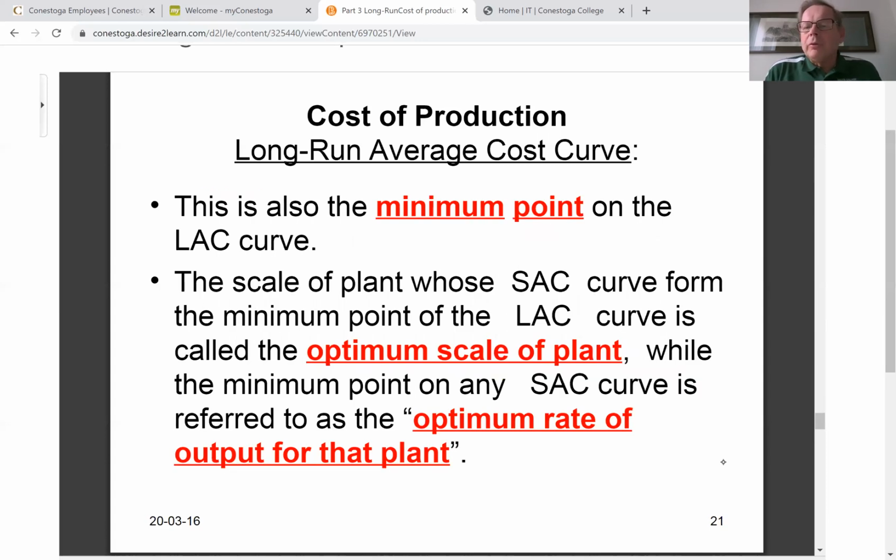This is also the minimum point on the long run average cost curve. The scale of the plant whose short run average cost curve forms the minimum point on the long run average cost curve is called the optimal scale of plant. Please highlight bullet point number 2. While the minimum point on any short run average cost curve is referred to as the optimal rate of output for that particular plant. So on the short run average cost curve, the minimum point is the optimal rate of output for that particular plant. And the minimum point on the long run average cost curve is the optimal scale of plant.